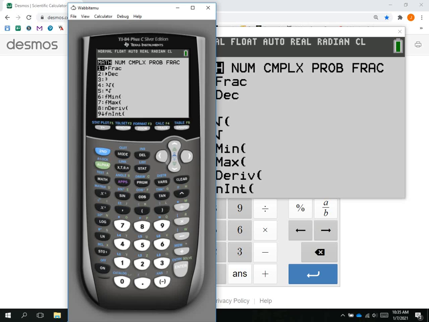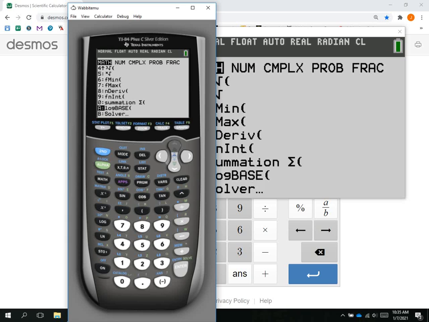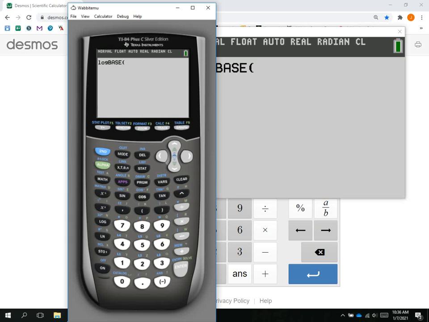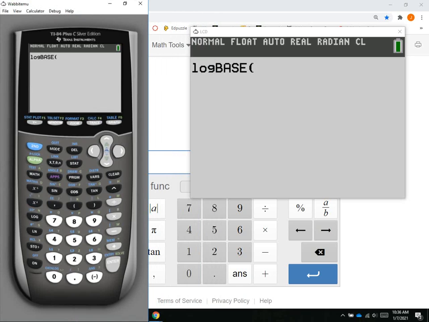So if I want to go math and I go all the way down to option A, it says log base. So if I want to take the log of 8 with a base of 2, I can do that, and it's going to give me back 3. So it basically says 2 raised to the third gives me 8. Okay. This calculator actually has a mode.